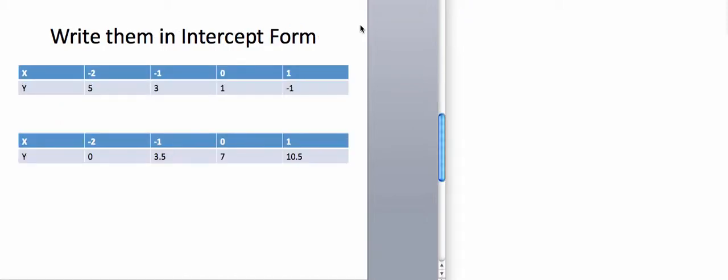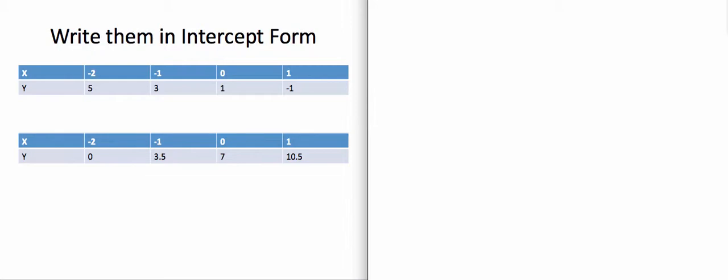So what's going to happen here is you're going to get a table, and they're going to say, write this table in intercept form. Basically, all we need to know how to do is write our recursive rule. So start at a certain value, and add that certain value. If we can look at that and do that, we can write this in intercept form.